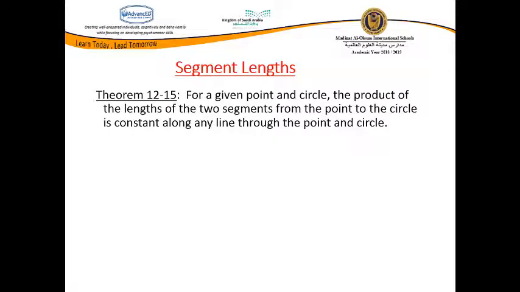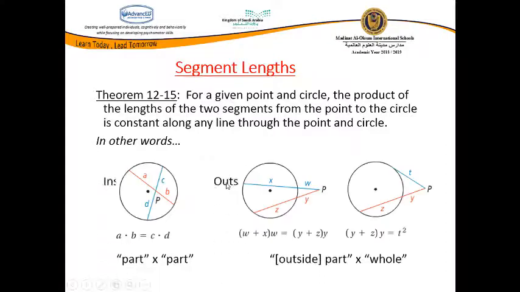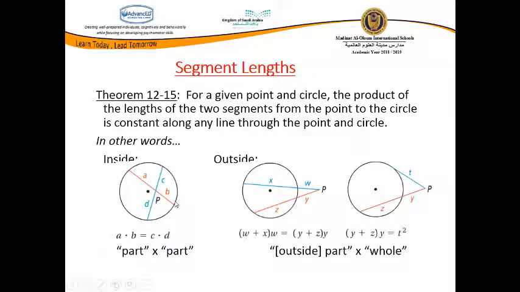Now the segment length. How do we find the segment length? By applying this theorem, let me explain it. For a given point and circle, the product of the lengths of two segments from the point to the circle is constant along any line through the point and circle. Let me explain that in other words. We can have two chords intersecting inside the circle, or two secants, or one tangent and one secant, intersecting outside the circle.